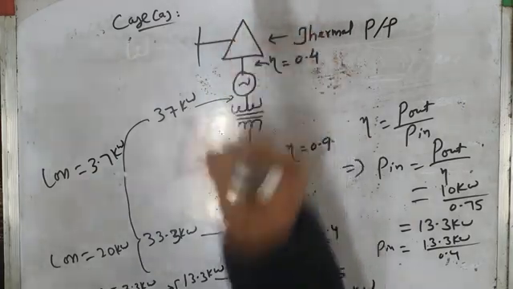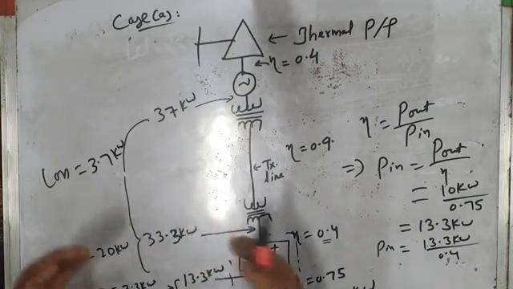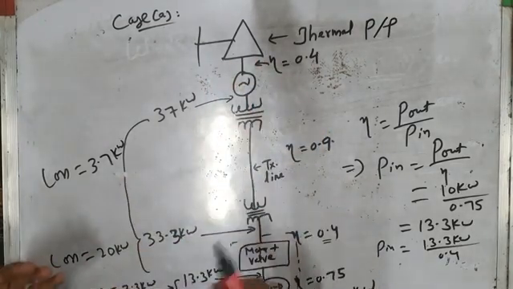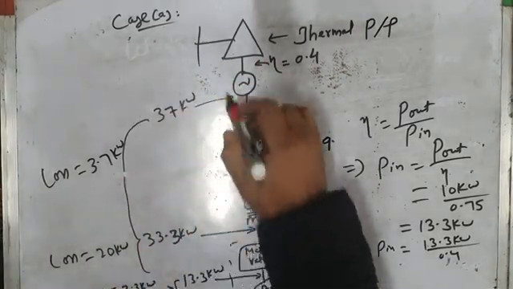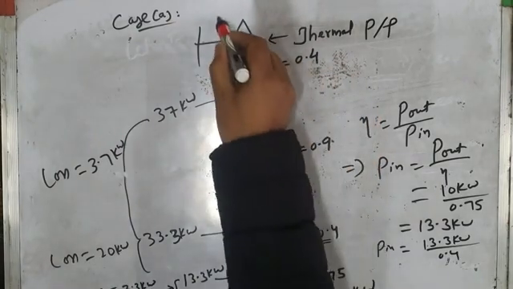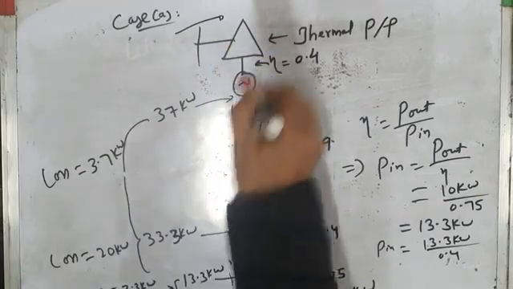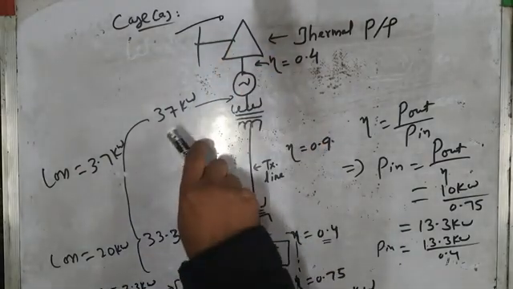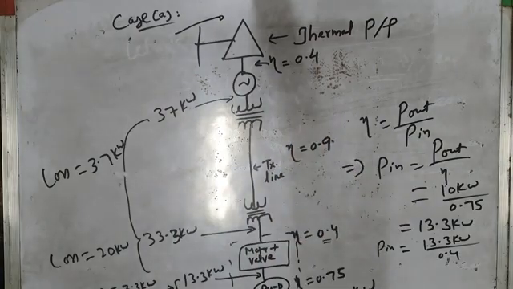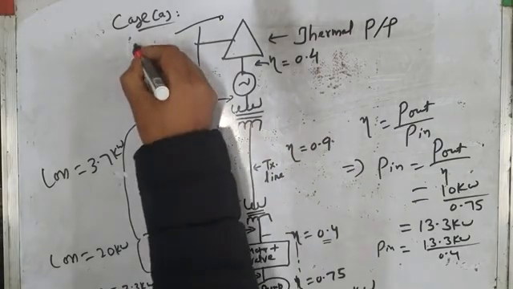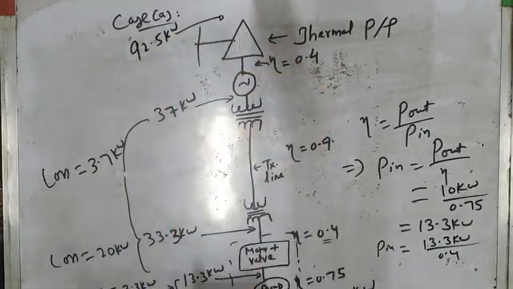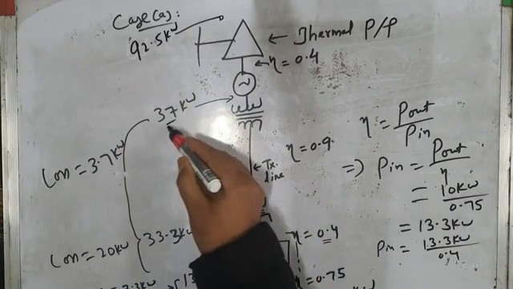Now let's go to the thermal power plant. In the thermal power plant, you are burning the coal, producing the energy, and then you are producing steam. With the help of steam, you are running the turbine, but this is a very inefficient system. The efficiency is very, very poor, only 40%. So therefore, how much is the input power to the thermal power plant? Output power by efficiency, 37 kilowatts by 0.4, and it comes out to be 92.5 kilowatts. 92.5 kilowatts is the power input to the thermal power plant, and its output power is 37 kilowatts.